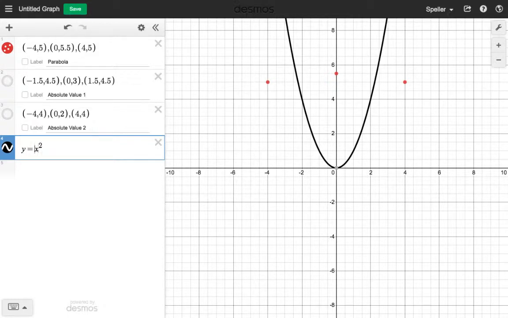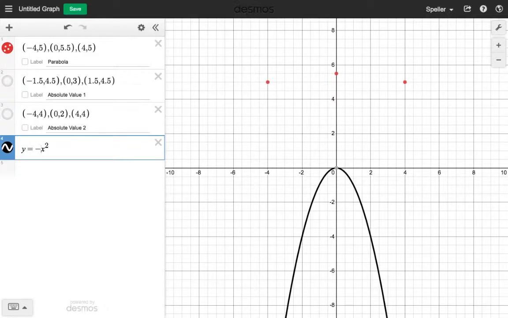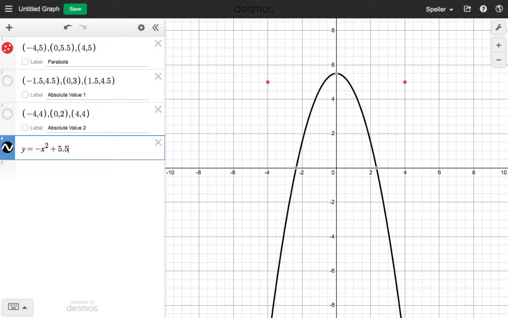Right now it's opening upward, we want it to open down, so we place the negative in front. And we also have to apply a vertical shift, and that vertical shift here is going to be a positive 5.5 because we want this moved up 5.5 units. So here we just add on 5.5, and then that moves everything up.